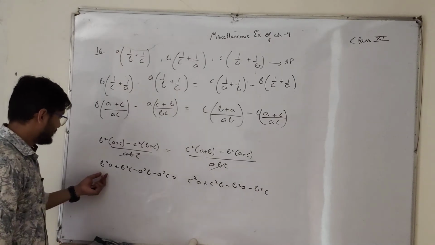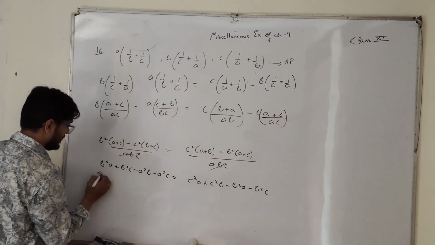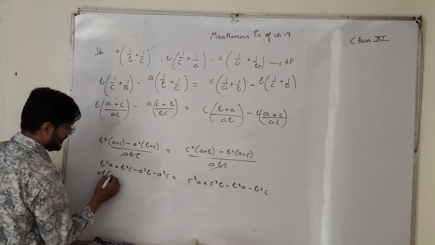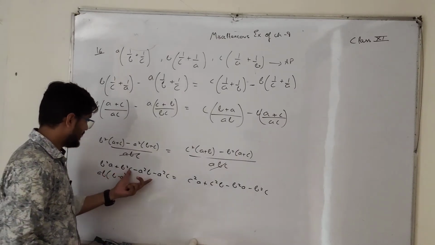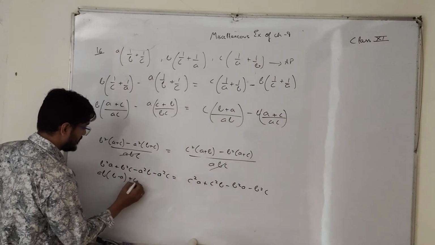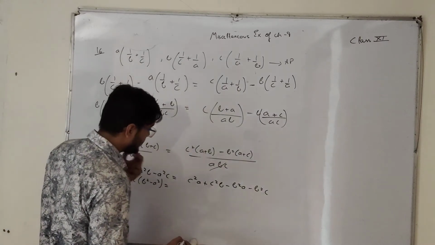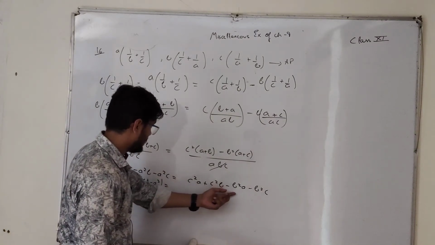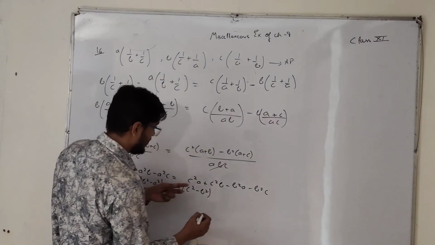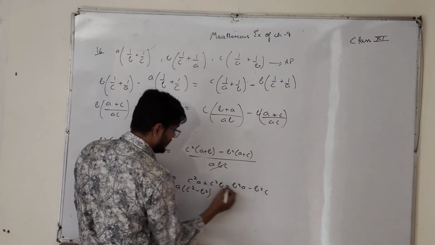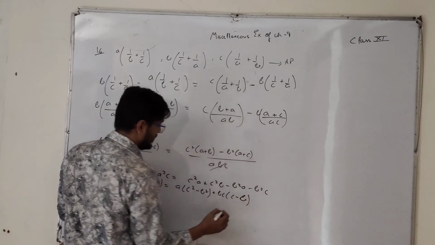So if I take AB common from this, right? So AB common from these two, so we'll have B minus A, right? Similarly, if I take C common from this, so we'll have B square minus A square. Similarly, if I take A common from this, so we'll have C square minus B square, and BC common from this, so we'll have C minus B, right?